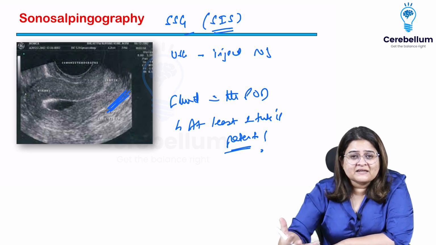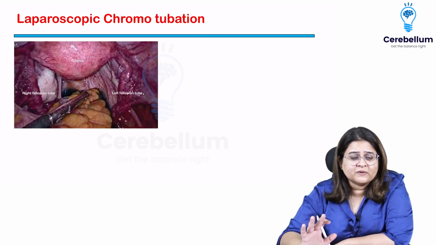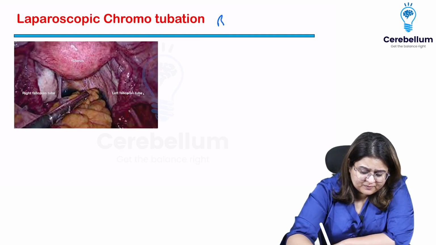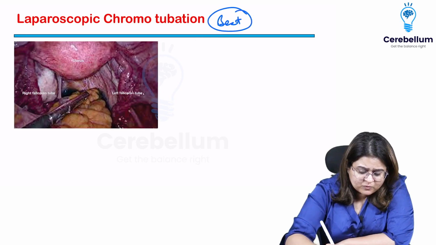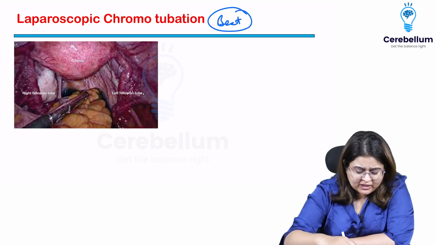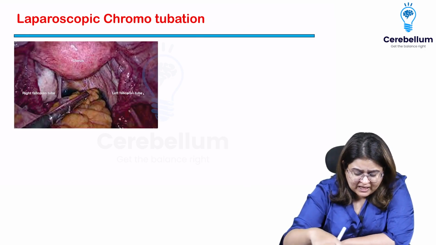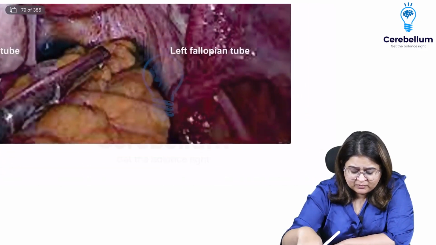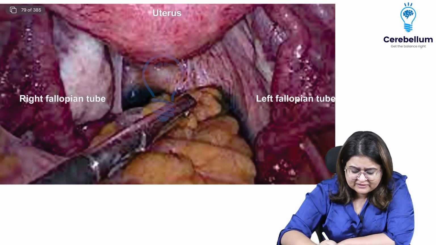So that's how it indirectly tells us that yes, one tube at least we know is patent. But the best test for tubal patency is a laparoscopic chromotubation. So you're actually doing a laparoscopy and you're injecting the dye. Which dye are we injecting? Can you see the blue dye? The dye which is seen in the pouch of Douglas.